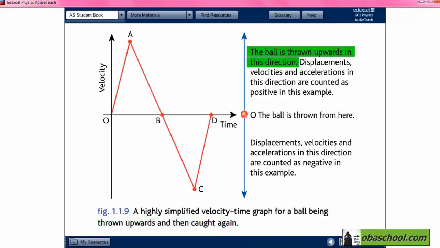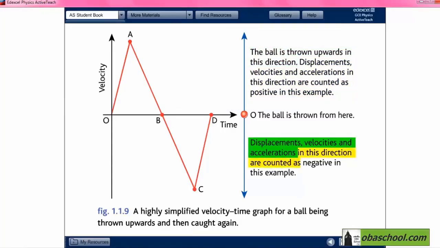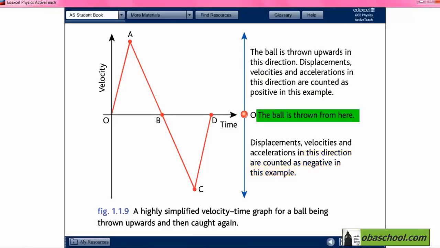Here in the first part, the ball is thrown upwards in this direction. Displacements, velocities, and accelerations in this direction are counted as positive in this example. In the other part, displacements, velocities, and acceleration in this direction are counted as negative in this example. And at point O, the ball is thrown from here.